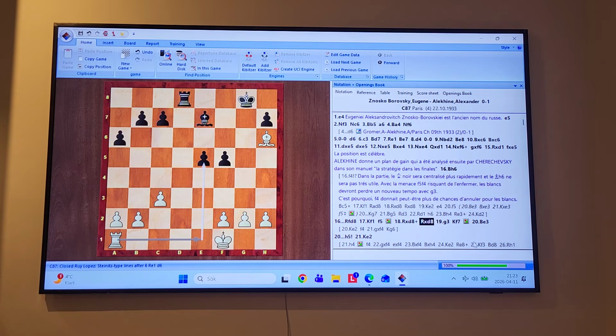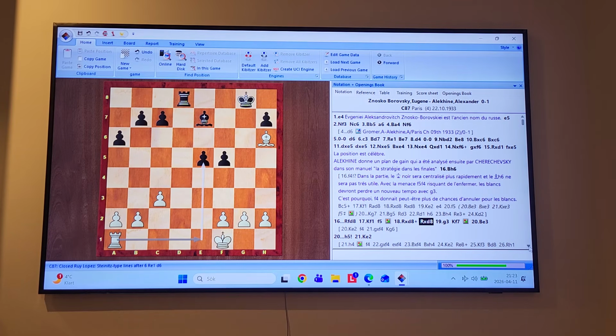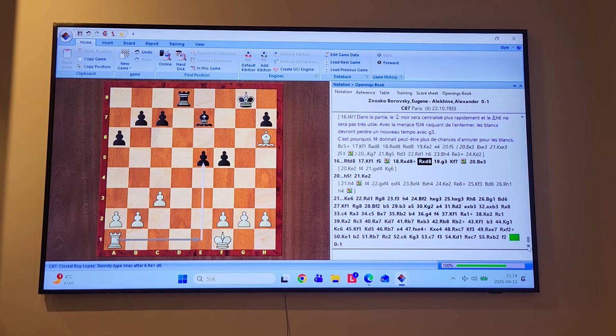Here we can see the famous endgame between Znosko-Borovsky and Alekhine, and it appeared in a tournament game that was played in Paris, 1933. And you can see here that there are even annotations in the French language. So this game is from ChessBase collection. And yeah, the last move was Rook take d8, and Alekhine won this game very convincingly. And I recommend you to read Alekhine's comments about this endgame. It taught me a great deal.